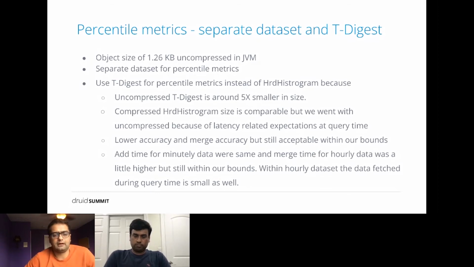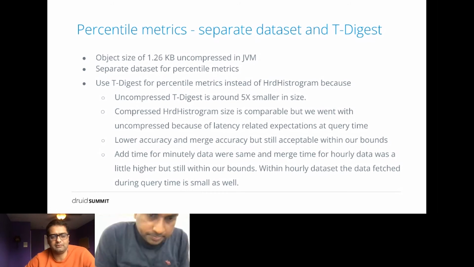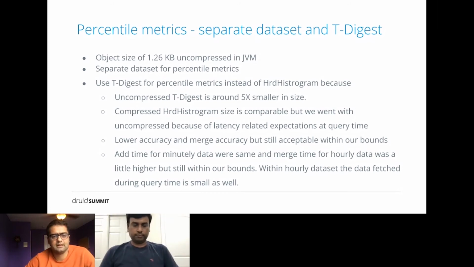For the actual percentile metric implementation, we are using TDigest instead of the default HdrHistogram, because the uncompressed size of TDigest is around 5x smaller than HdrHistogram. Although compressed sizes for HdrHistogram are smaller, compression was not giving us the latency that we wanted, so we went with the uncompressed TDigest. Accuracy is still lower than HdrHistogram, but it's still within our bounds. Ad time for minute data during merging and merge time for hourly data was a little higher, but we are still within our bounds.